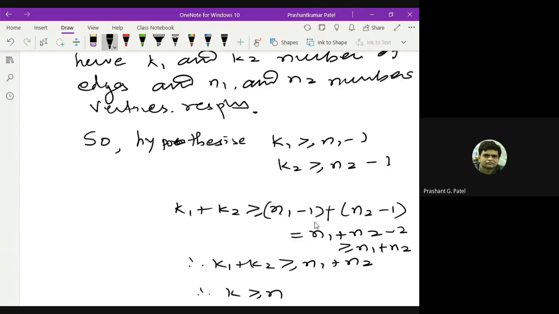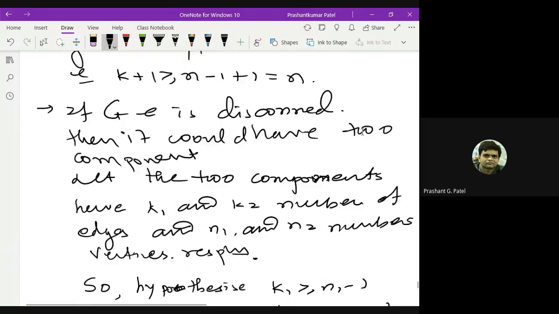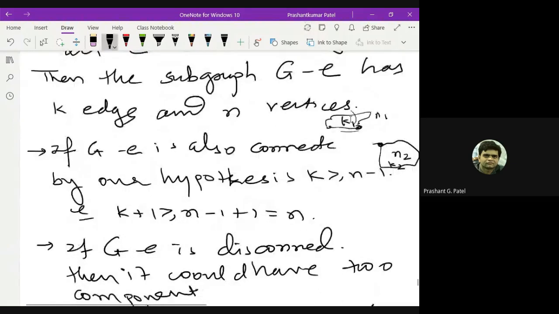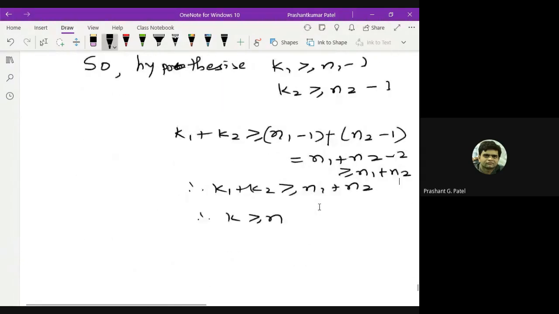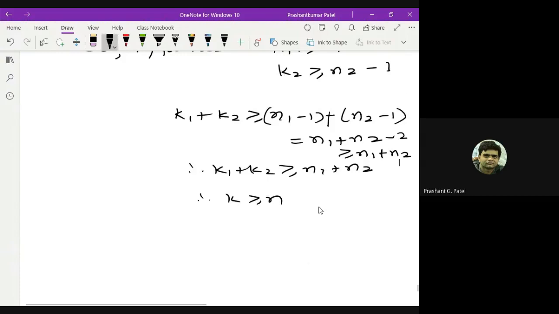So hence we have k1 is the number of edges in the first component, and k2 is the number of edges in the second component. So k1 plus k2 will give you k, and n1 plus n2 will give n. So that means it will give you k plus 1 is greater than or equal to n plus 1. So that means the number of edges is always at least n minus 1.